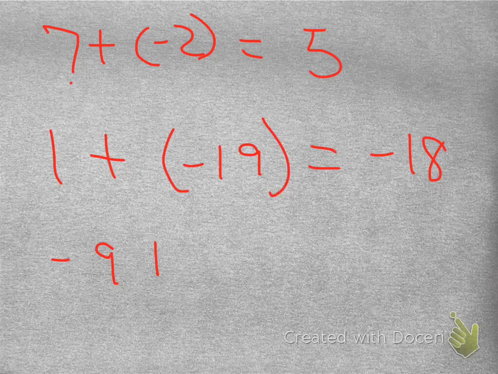Negative 9 plus negative 4. Do I add them or subtract them? You add them. Okay, and so your answer will be 13, and then negative 13. And how come? Because they're both negative. You're getting it. Let's do one more.